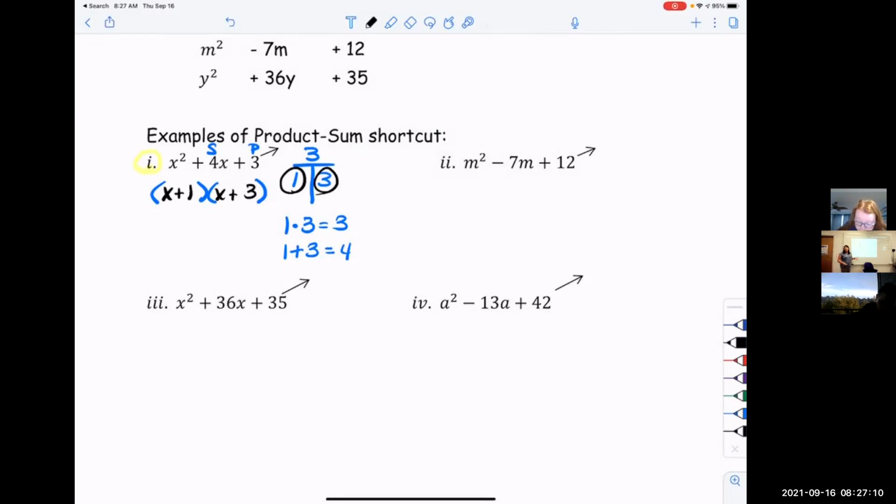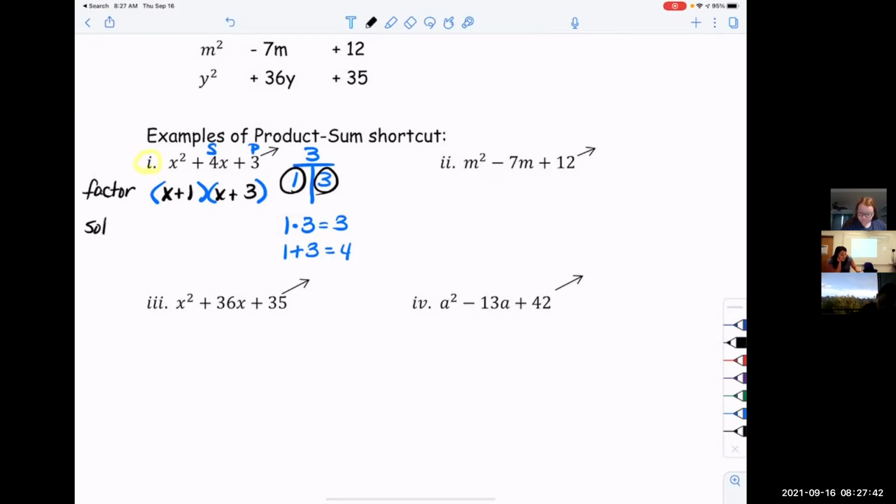Now let me just show you that it works. What's x times x? X squared. Now let's do outer. 3x plus 1x gives me 4x. And let's do last. 1 times 3 is 3. Is it equal? It's equal. So what would my solutions be? -1, -3. All right, so if they ask you to factor, this is your answer.